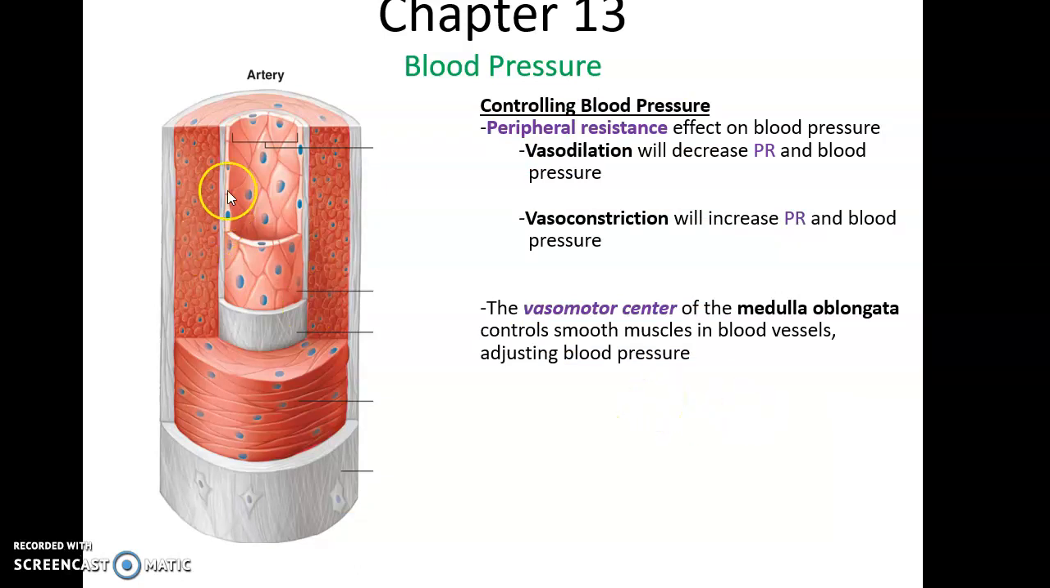Peripheral resistance, again, has to do with whether the arteries are constricted or dilated. Vasodilation decreases peripheral resistance and therefore decreases blood pressure. Vasoconstriction will increase peripheral resistance and therefore increase blood pressure. And it turns out there are vasomotor centers in the medulla oblongata. So control centers in the medulla oblongata that control vasodilation or vasoconstriction in the arteries to help affect blood pressure.